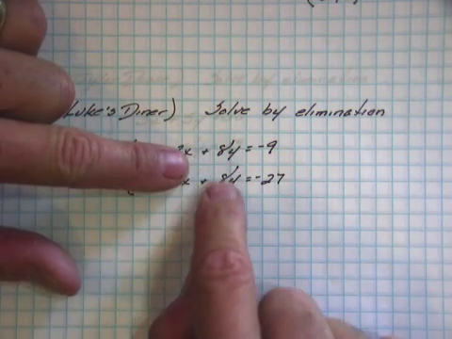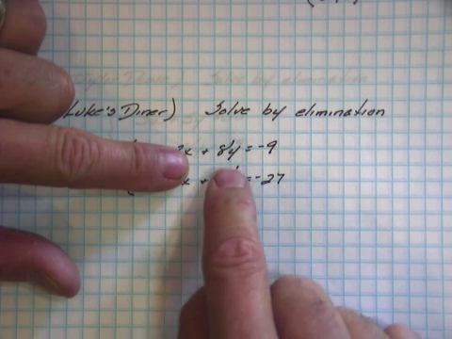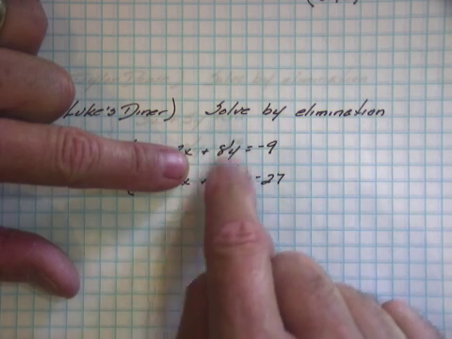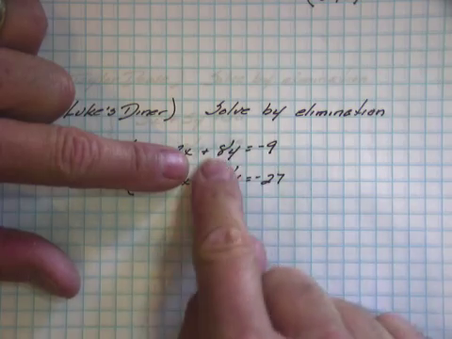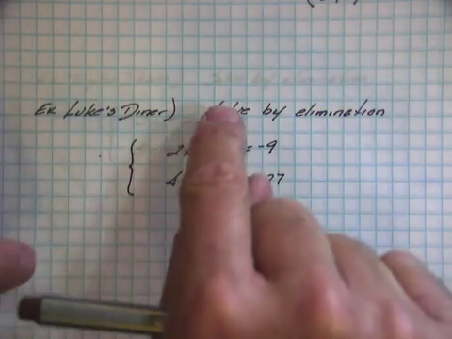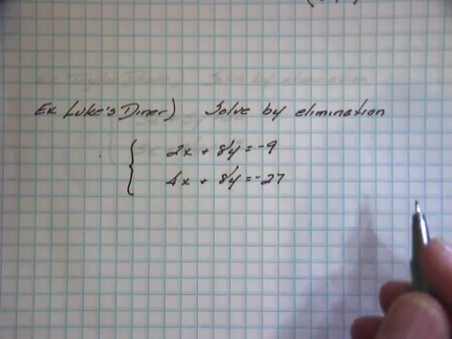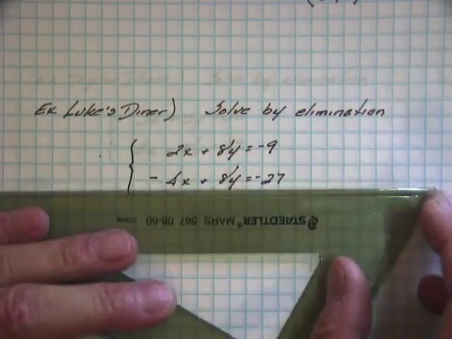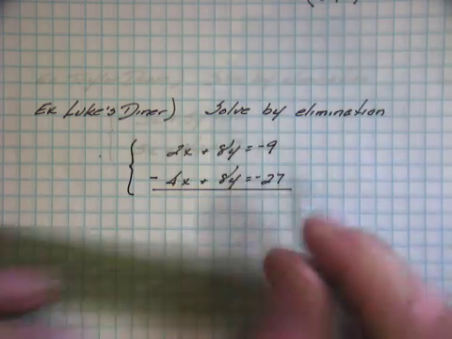But what I notice is that these are both plus 8y's. If I add these, I'm going to get 16y. Nothing gets eliminated. Well, if I can add equations, I can subtract equations. So we're going to subtract these two.